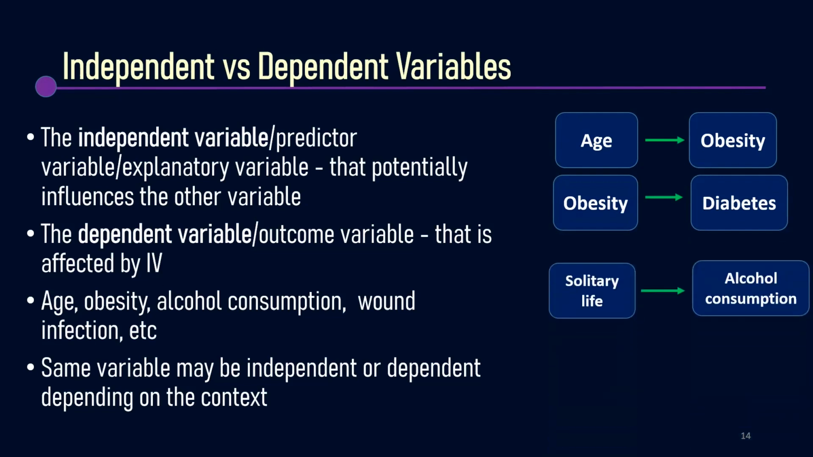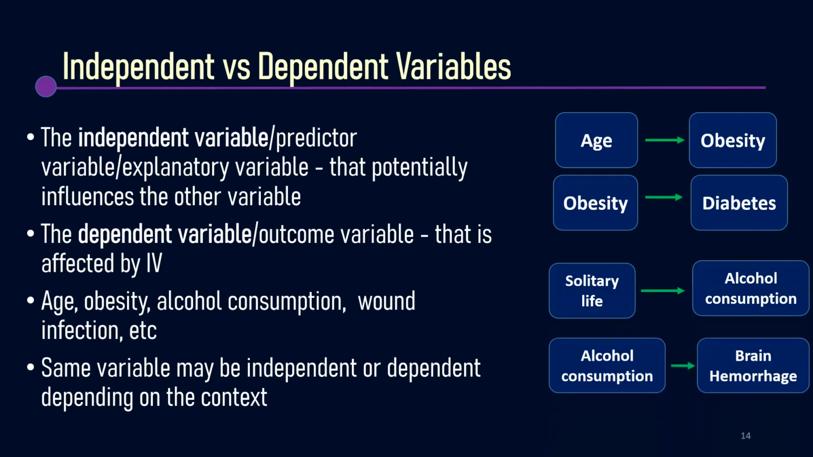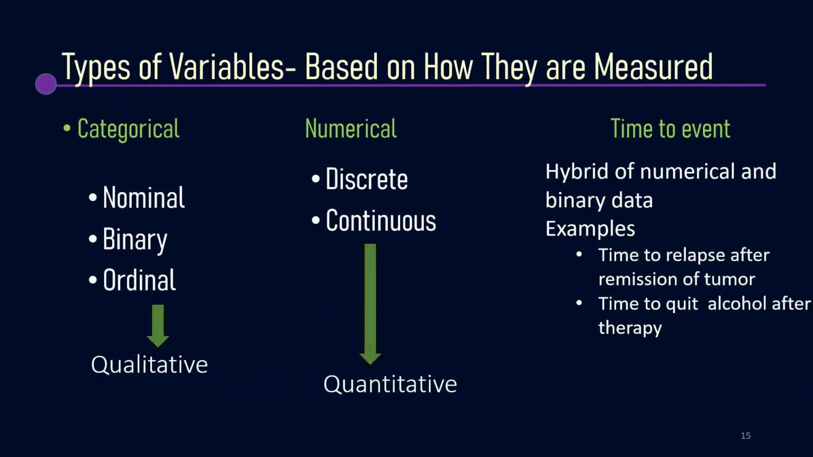Another example is whether a solitary lifestyle is a risk factor for increased alcohol consumption. For that research question, solitary life is an independent variable, whereas alcohol consumption is a dependent variable. In another situation, alcohol consumption becomes the independent variable when we talk about the risk of brain hemorrhage, whether a person with large alcohol consumption or alcohol dependence has an increased risk of brain hemorrhage. So it's up to the researcher whether to put a variable as dependent or independent.